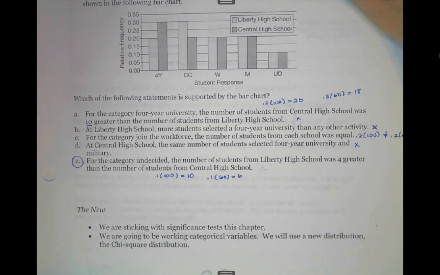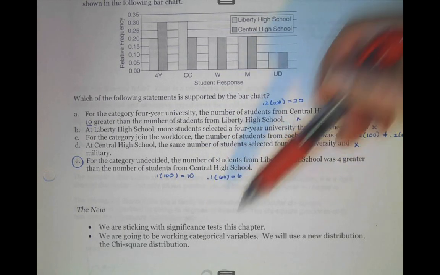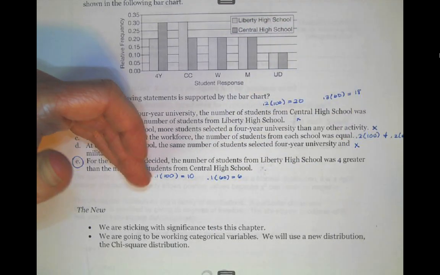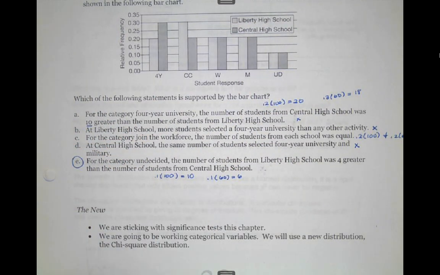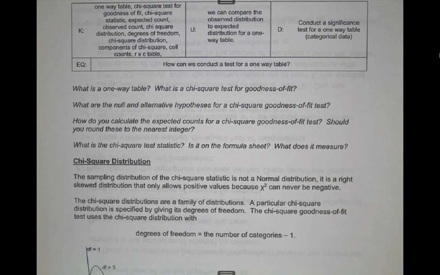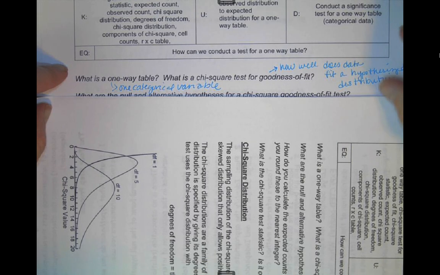All right, in this particular chapter, we're still sticking with significance tests. We're not going to do any confidence intervals. We're also going to work with a categorical variable, but we are going to use a new distribution. It's called the chi-squared distribution. Those of you who've taken AP Bio might be a little bit familiar with this one already. So a one-way table, we've seen this before. A one-way table just has one categorical variable. We saw that back in chapter 1.